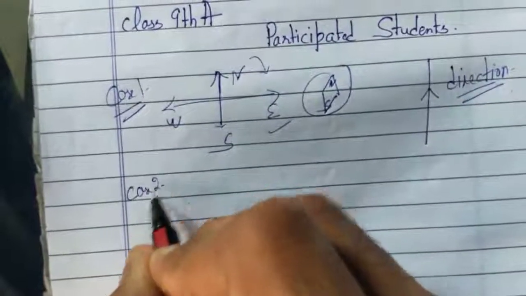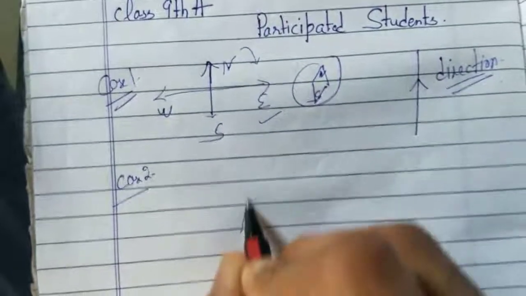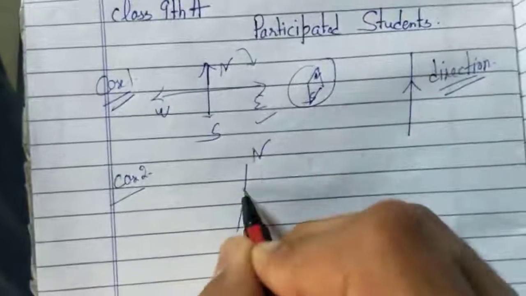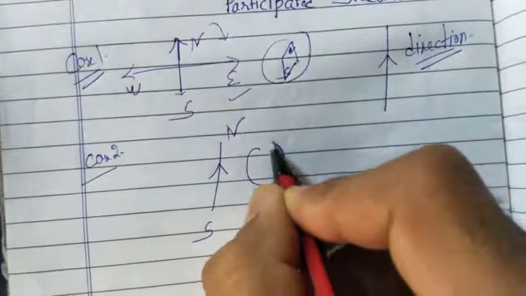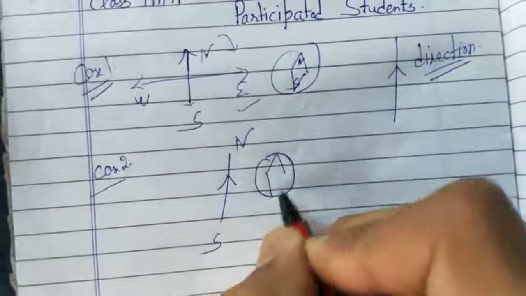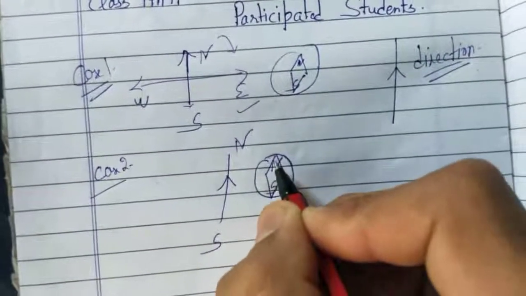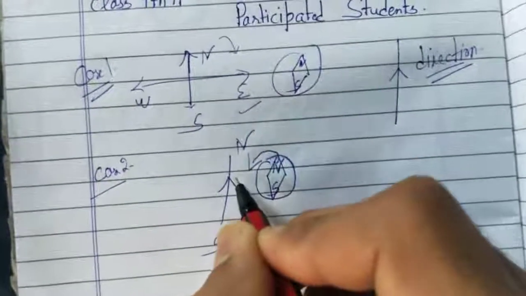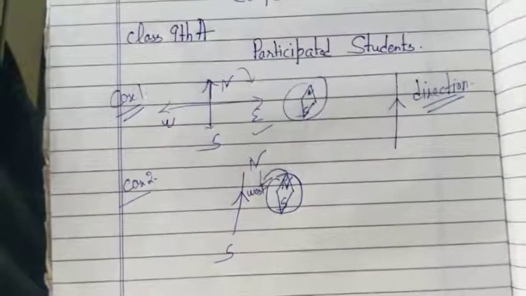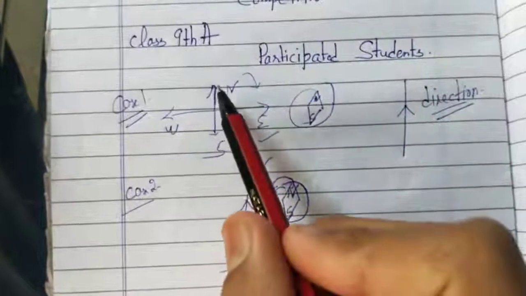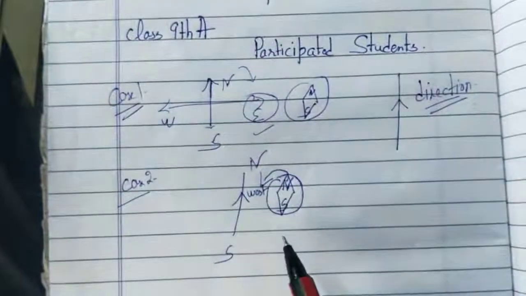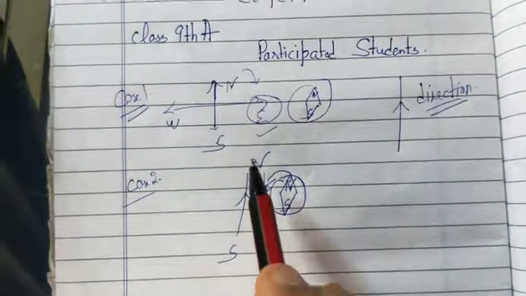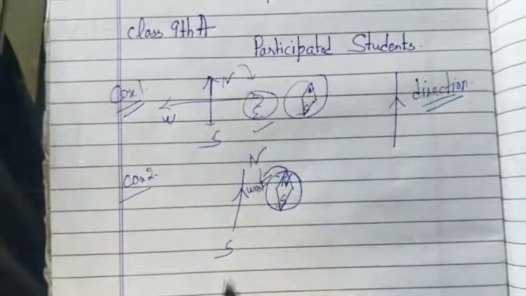In case number 2, we will reverse the direction of current in the wire. That means now the current will flow from south to north, like this. And if we bring a magnetic compass close to it, the north pole of the magnetic compass will deflect toward the west. So in case number 1, the current is flowing from north to south, the deflection is toward the east. In case number 2, the current is flowing from south to north, the deflection is toward the west.